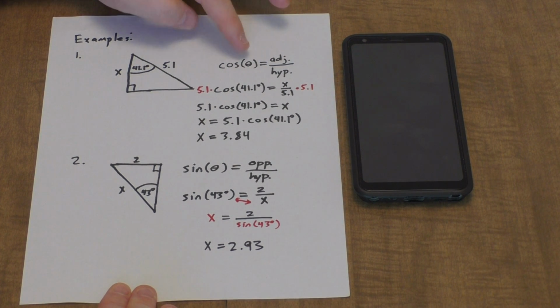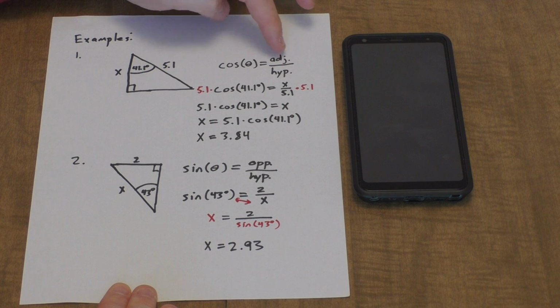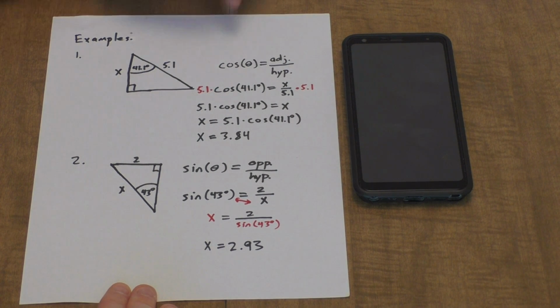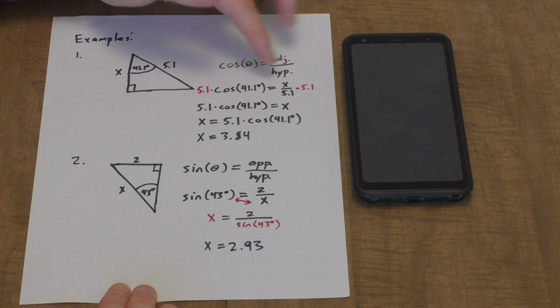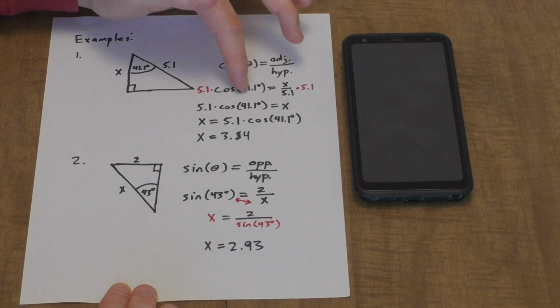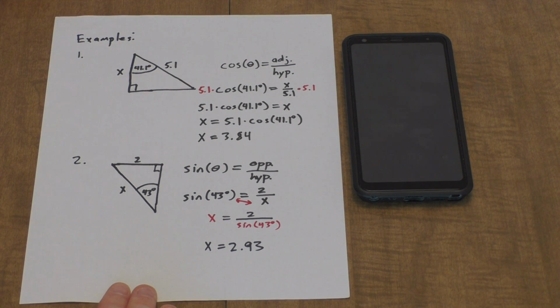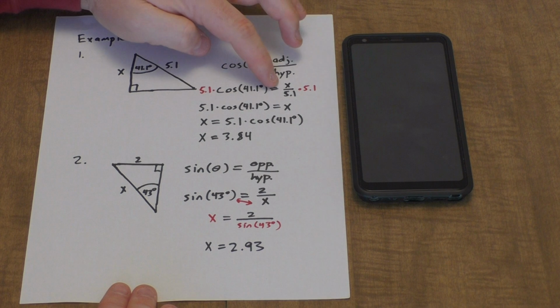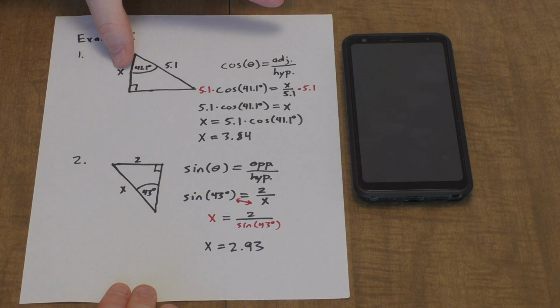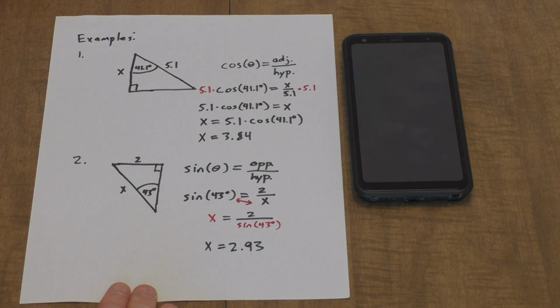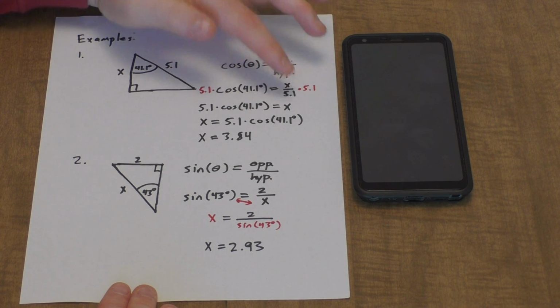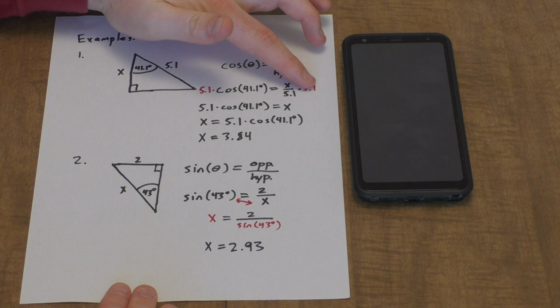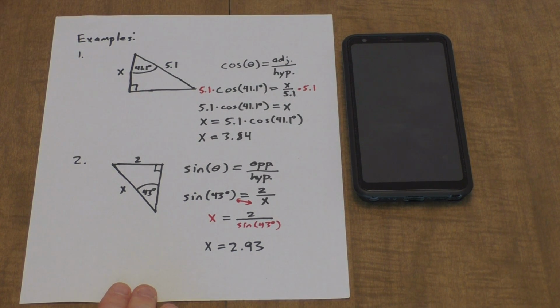So here's our formula right here. Cosine of the angle equals adjacent over hypotenuse. Again, I'm just going to plug some stuff in. Ignore the red parts right here. I'm going to plug in the angle for cosine. Cosine of 41.1 degrees equals adjacent, which is x, over hypotenuse, which is 5.1. The next thing you do is get x by itself, so that's why I multiplied 5.1 on both sides, because 5.1 over 5.1 will cancel each other out. And I'm left with x equals 5.1 times the cosine of 41.1 degrees.